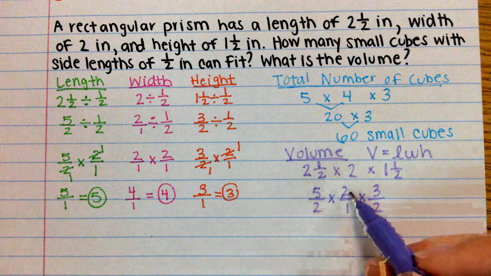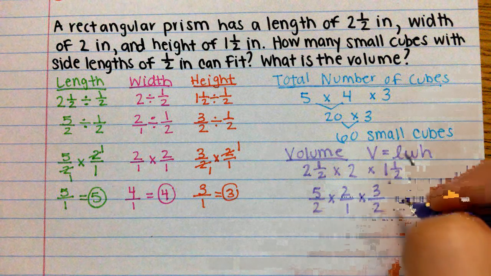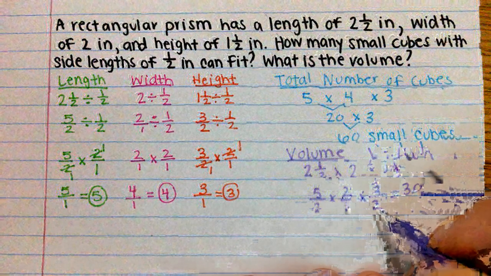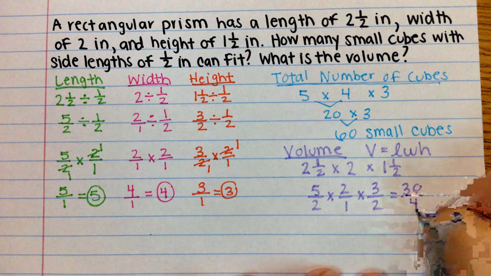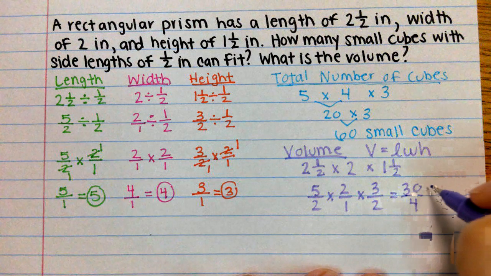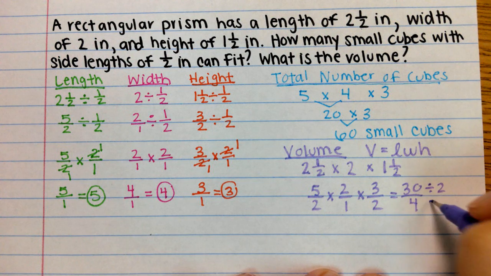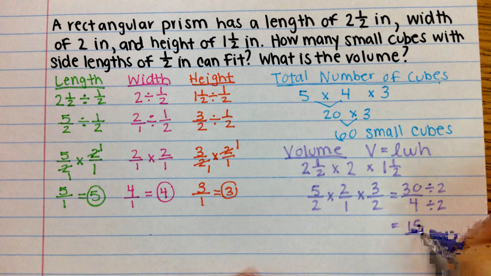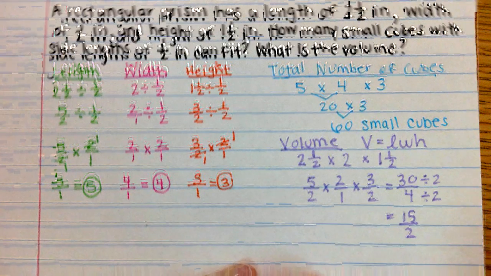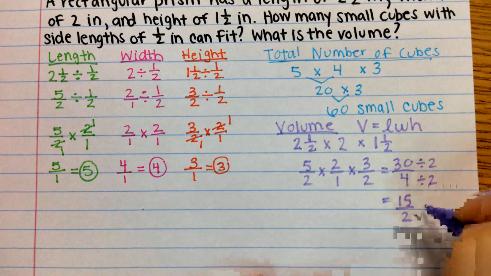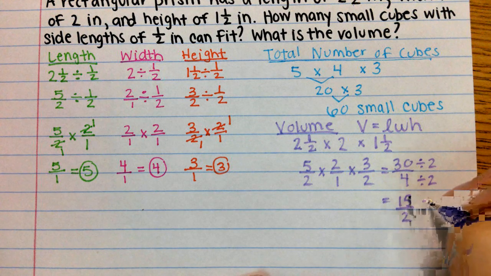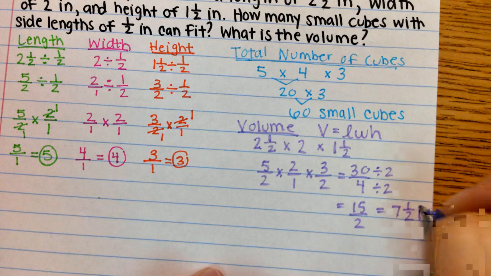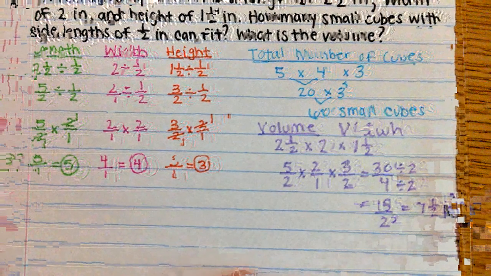Now I'm going to go ahead and multiply across. 5 times 2 is 10. Times 3 is 30. And then 2 times 1, 2 times 2, 4. So I have 30 over 4. And I'm going to divide top and bottom by 2 to simplify. So I get 15 over 2. And you need to change that to a mixed number. So divide 15 by 2 and you should get 7 1/2. So 7 1/2, and then my units would be inches cubed.